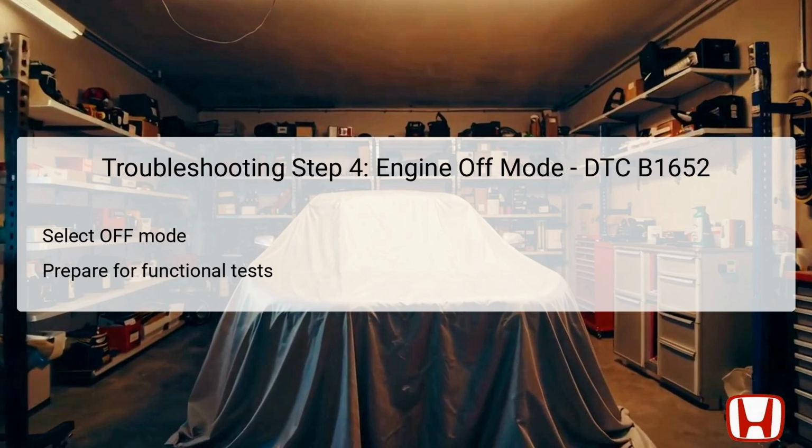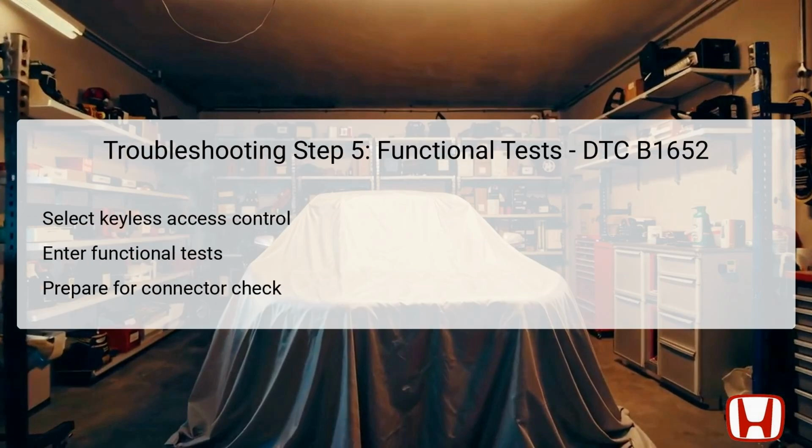This step emphasizes the importance of safety and caution during the troubleshooting process and sets the stage for the next intricate tests required to diagnose the keyless access control system properly. In this step, it is pivotal to select the keyless access control from the One Push Start System menu and enter the functional tests through the HDS.